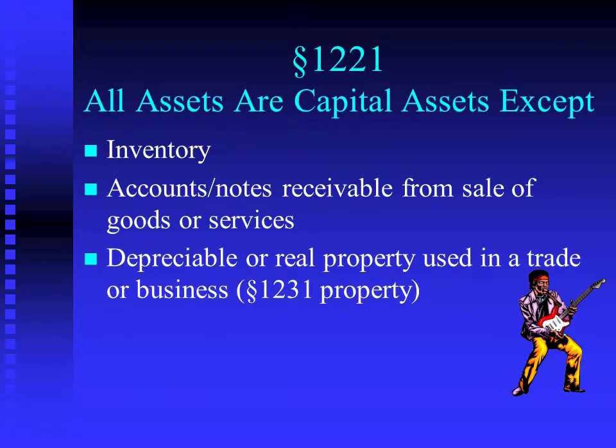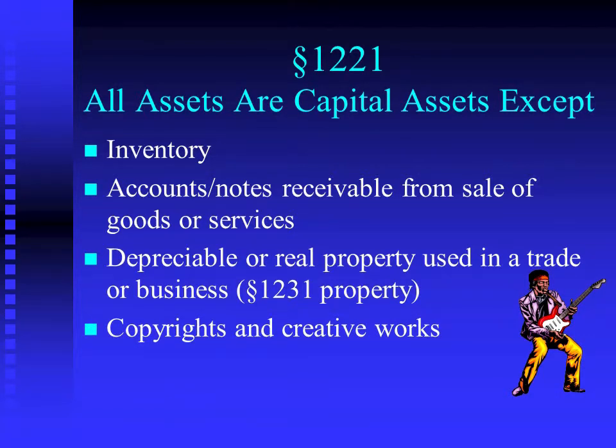Remember, rentals are not a trade or business. They're a Section 212 activity. However, for the purposes of the depreciable property not being a capital asset and potentially being a 1231 asset, this is the only place in the entire code that I know of where it says trade or business, it means this includes rental property. So depreciable or real property used in a trade or business or a rental will never be a capital asset. It will be an ordinary income asset or a 1231 property. And we'll talk about that more next time.